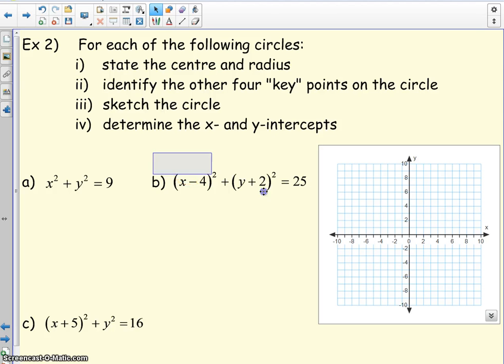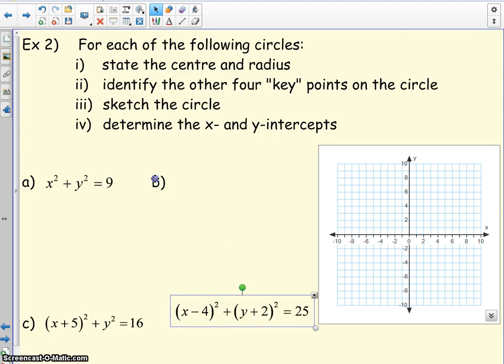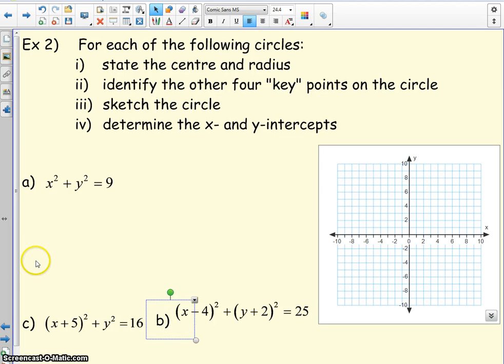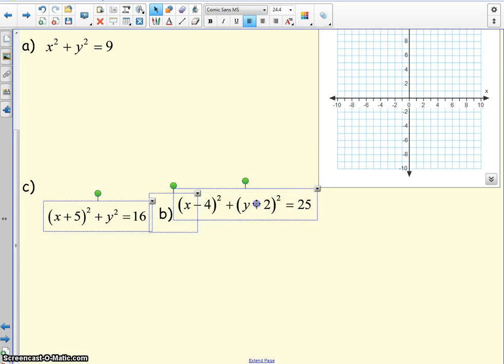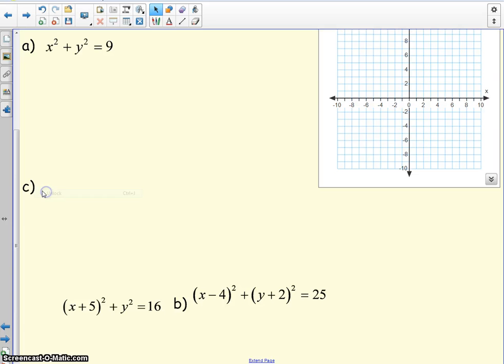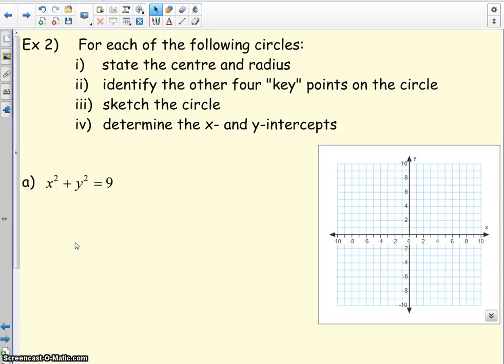Okay, so let's do the first one together. I'll move all this other stuff out of the way. Now looking at the first one here, we have x squared plus y squared equals 9. So first off, let's just try and figure out where the center and the radius are. In this particular case, the center is at 0, 0.